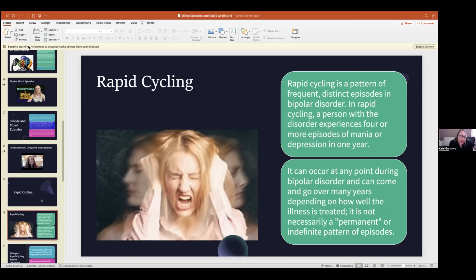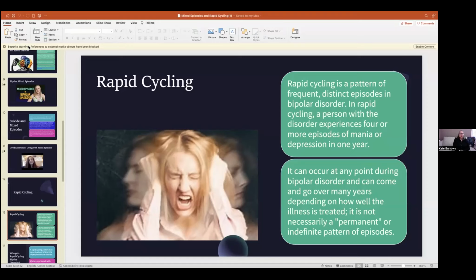It can also be that you would have rapid cycling, let's say during your early 30s, it lasts for 3 or 4 years, then it goes away and it comes back again in your 50s. So that's really typical as well. The key here is that in rapid cycling, a person with the disorder experiences 4 or more episodes of mania or depression in 1 year. So hypomania does not count. If you have 4 or more episodes of hypomania in 1 year, that does not count as rapid cycling. It has to be either mania or depression.